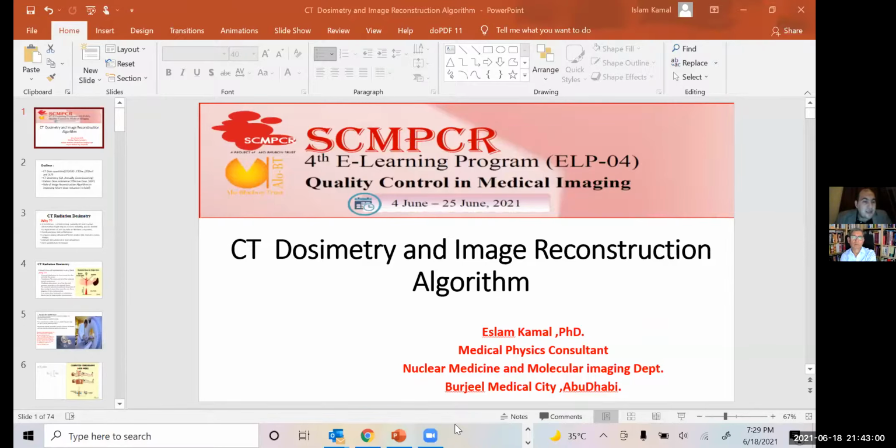So if I scan a patient for CT brain, I'll get for this helical the DLP, which is related to the CT brain. From this, I can get the effective dose using the conversion factor for head. For neck, also we can get it, because for CT brain you are using different parameters than CT neck or chest or abdomen pelvis. So I am not advising anyone to do CT brain, neck, chest, abdomen pelvis with the same parameters.